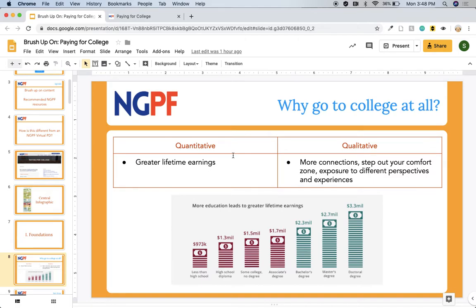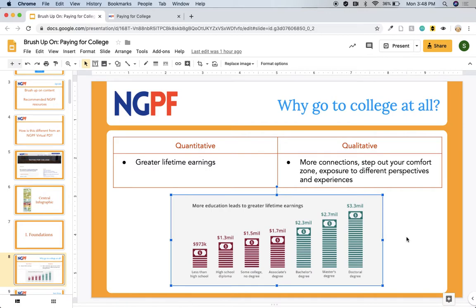Quantitative, obviously, you're going to have greater lifetime earnings, as this chart down here specifies. It starts off with less than high school education, getting a high school diploma, and then all of the way up to a bachelor's degree, master's degree, and a doctoral degree.